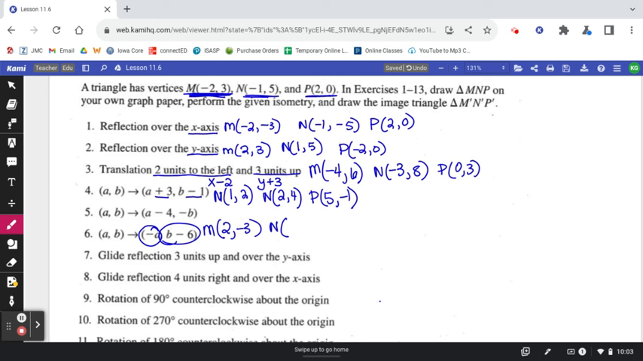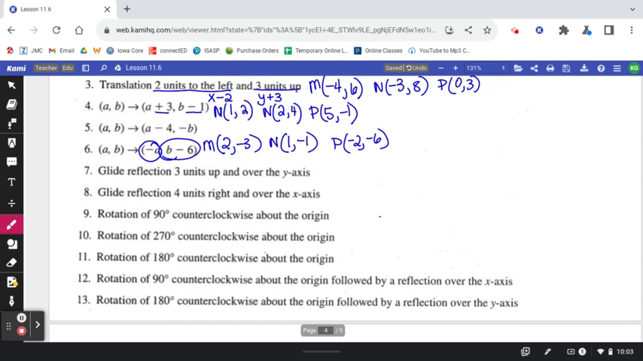On the N coordinate, it was a -1, so I need to do the opposite. So I'm going to change it to a +1. And from the 5, I'm subtracting 6, which is -1. On the P, I'm doing opposite on the X term, which is -2, subtracting 6 from 0, which is -6.